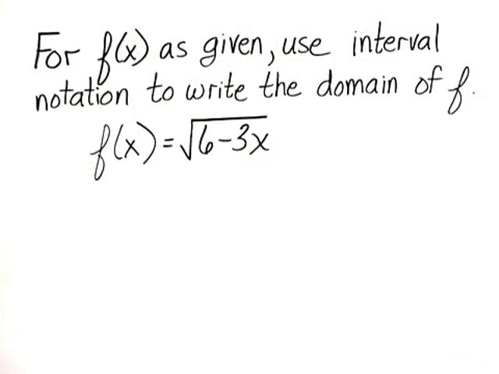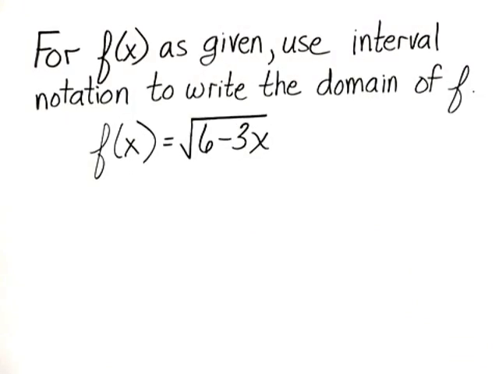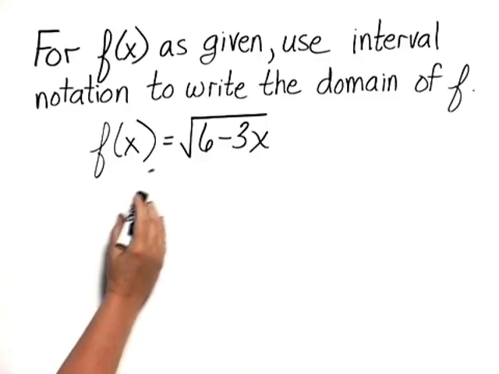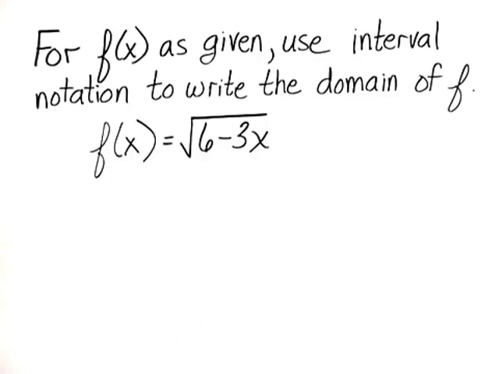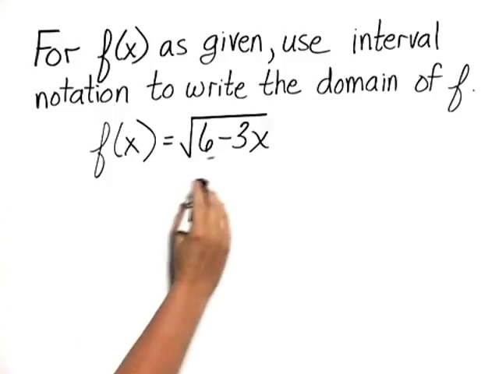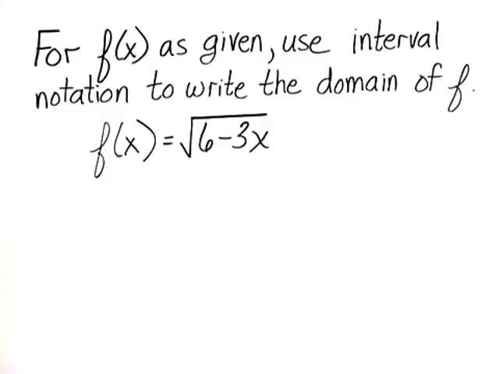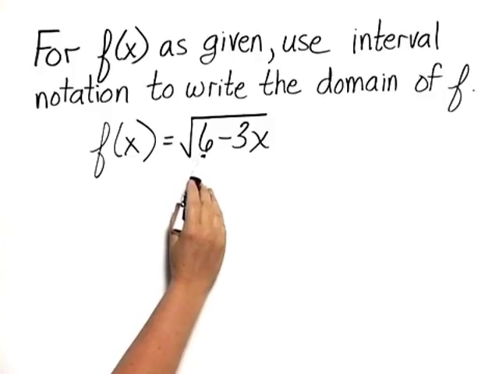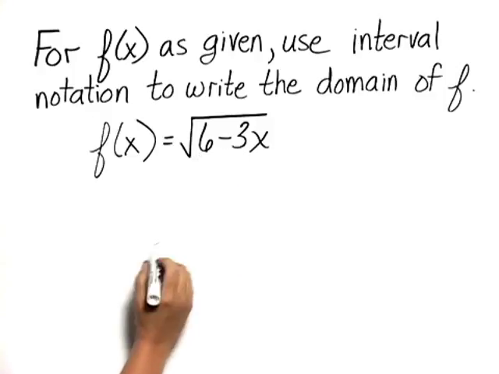For f of x as given, use interval notation to write the domain of f. F of x equals the square root of 6 minus 3x. When we have the square root of an expression, the numbers that will not be in the domain are the numbers that are less than 0, that make this expression less than 0.